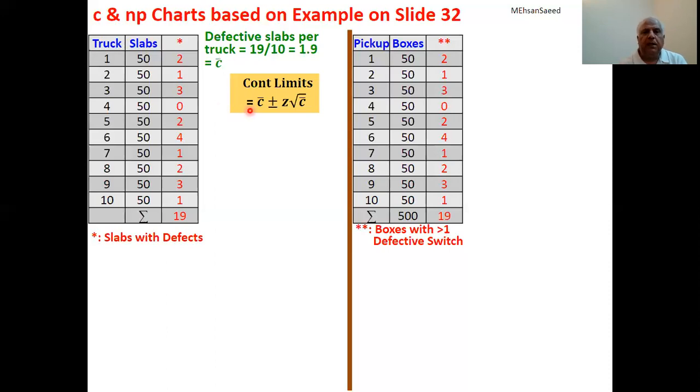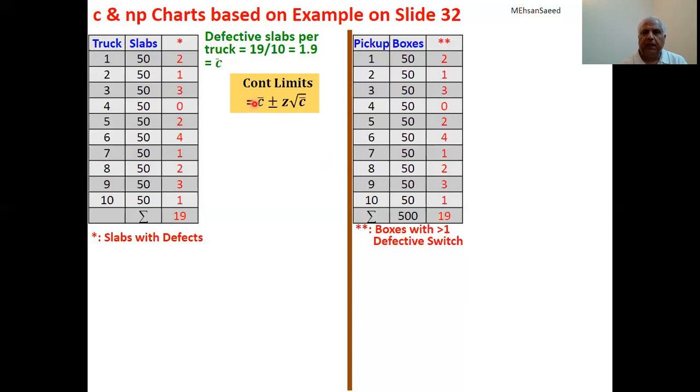This is the formula for control limits. C bar, which is this, then Z value, we always take 3. Even if it is not mentioned, we take it to be 3. Why? Because we know that in normal distribution, 99.7% or almost 100% data lies within 3 standard deviations. So we take Z to be 3 and then under root C bar.